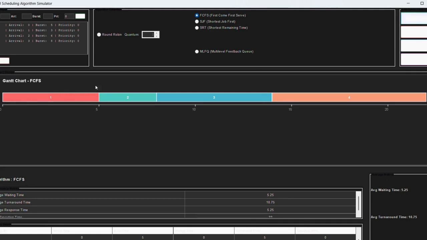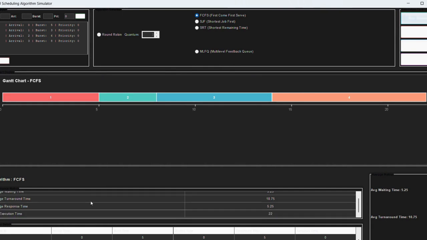Once it finished, it will move to process 2, which is the next shortest arrival time, and process 2 needs only 3 blocks. So we can see here, and then we have process 3, which needs 6 blocks. Here is process 3, and lastly process 4. And here are the average waiting time, turnaround time, response time, and the total execution time.